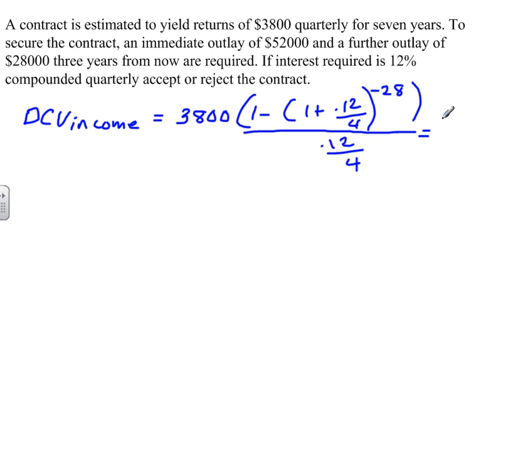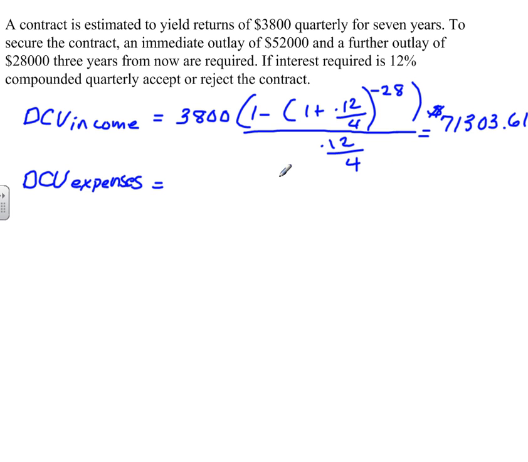Which equals a whopping $71,303.61. So that's the present value of the income, 28 payments of $3,800. Today that's worth $71,303.